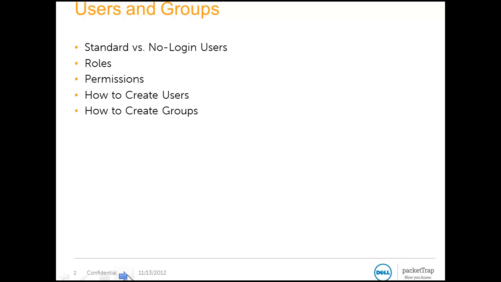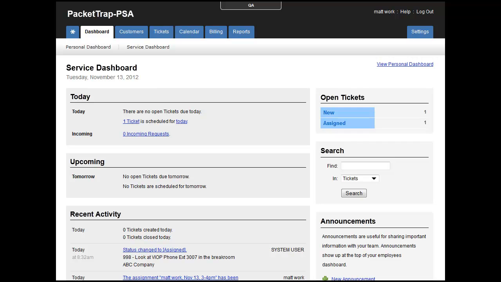By the end of this module, I hope that you can better understand the difference between a standard and no login user, how to use the roles, what permissions to take a look at, how to create your users, and how to create groups. The first step is to log into your PacketTrap-PSA account.